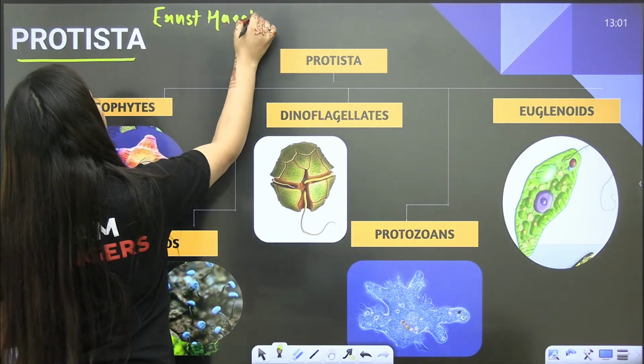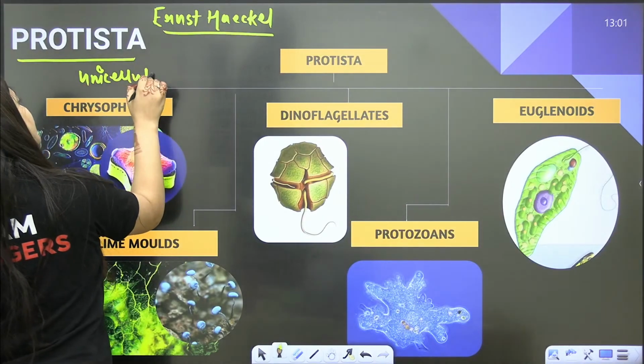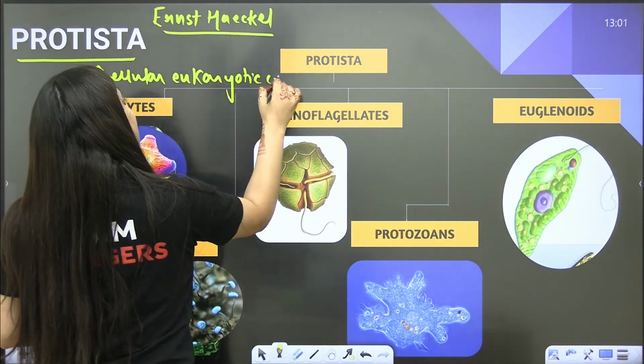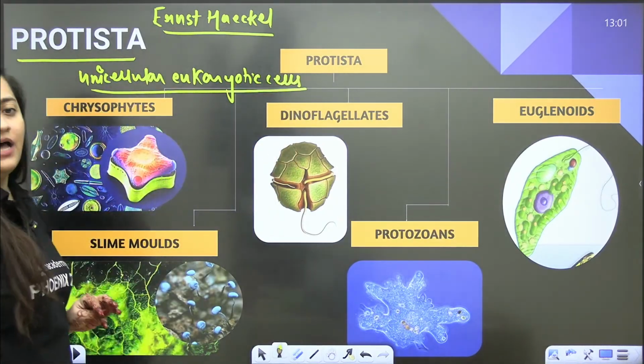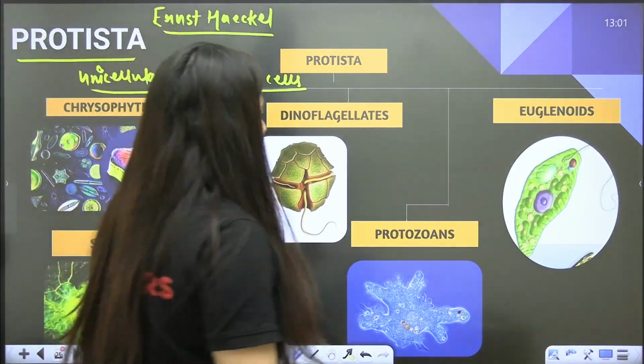He introduced it first, right? So it contains what? Unicellular eukaryotic cells. So kingdom Protista. It is kingdom Protista. So what are we going to study here in kingdom Protista?